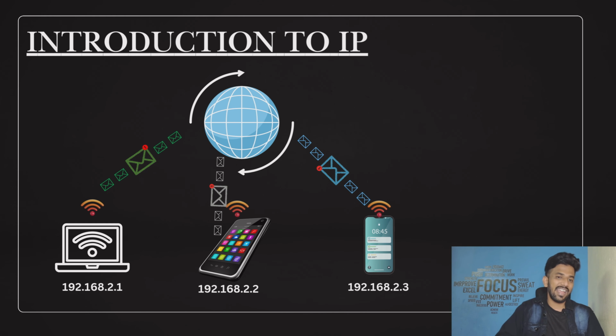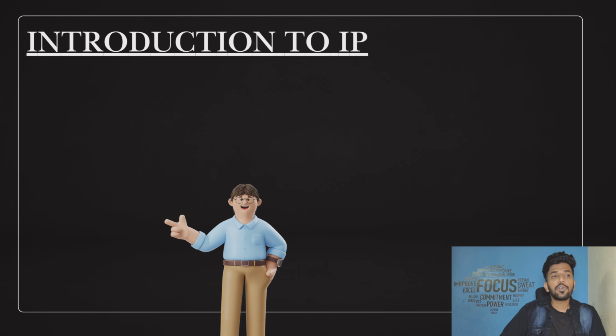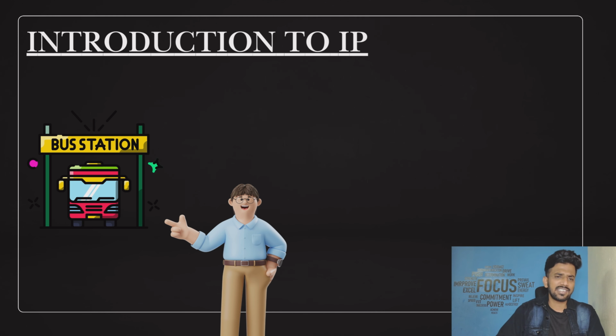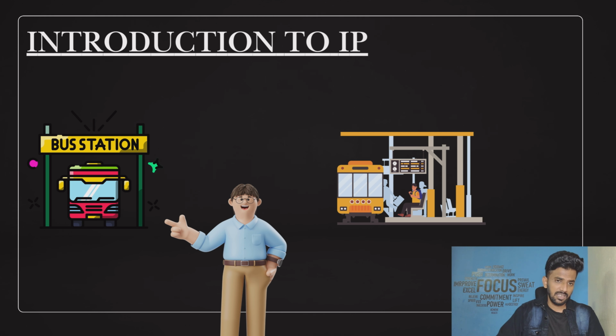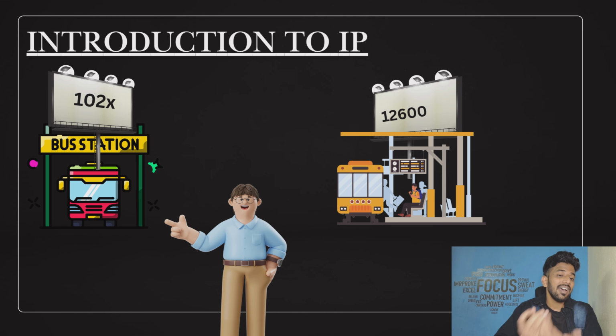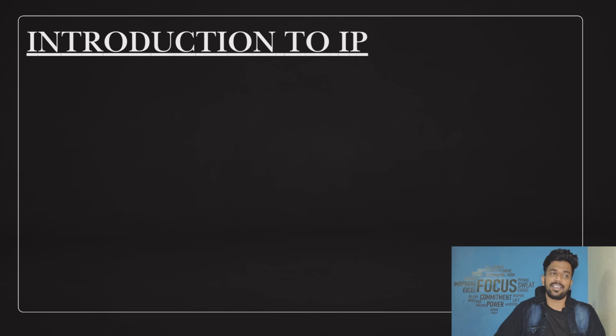Let's take a simple example to understand this better. Imagine you want to travel to another city. What do you do? You go to the bus station or railway station. Once you reach the bus station, you look at the board displayed on each bus, right? These boards tell you the destination, so you know which bus you should take. Similarly, IP works like the destination label on the internet.